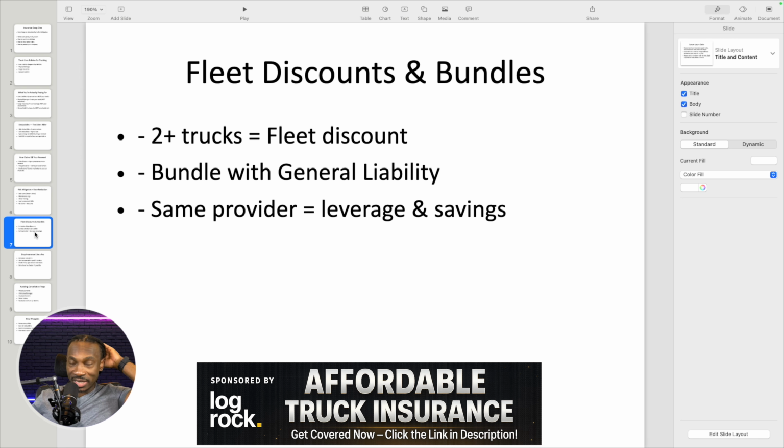All right, fleet discounts and bundles. Obviously, when you get to that second truck, then you can start inquiring, right, about fleet discounts. Bundle with general liability. And in most cases, if you get all three policies under the same company, so for instance, general liability, commercial auto, and commercial cargo, let's say you get all three under Progressive, they may give you a bundle discount. And I'm gonna give you some more sauce a little bit later on about that. And that's pretty much this here, the same provider, leverage equals savings.